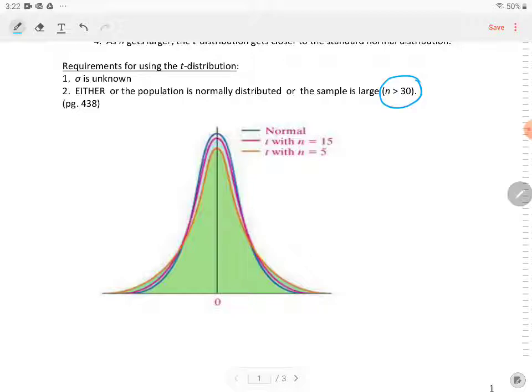So if you look at this picture here, the inside graph, the orange, shows that n is equal to 5. So you can see that it has the lowest height. Then the pink has a sample size of 15, showing that for the t-distribution the height's a little bit taller, and then the normal curve. So you can see as we increase the sample size, the shape of the graph approaches the normal curve. So we say it's approximately normal.